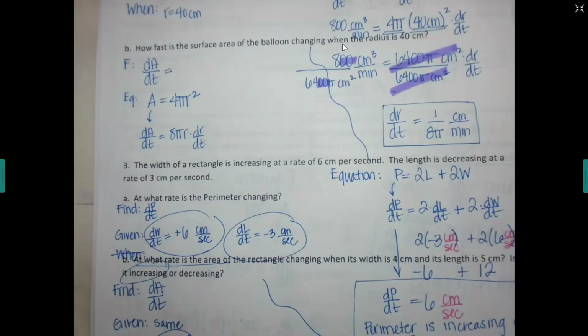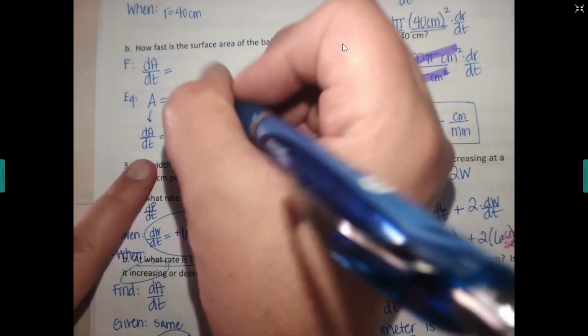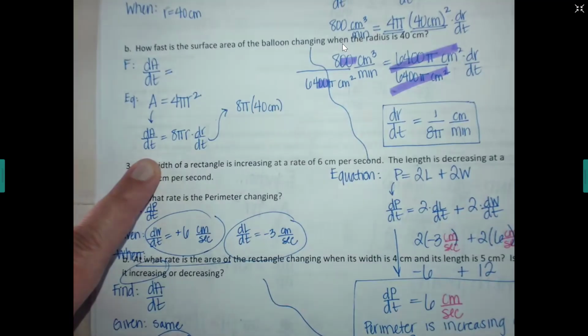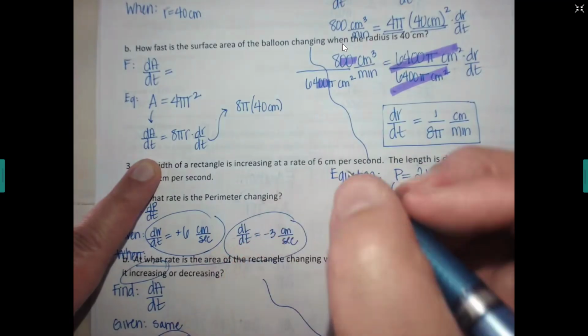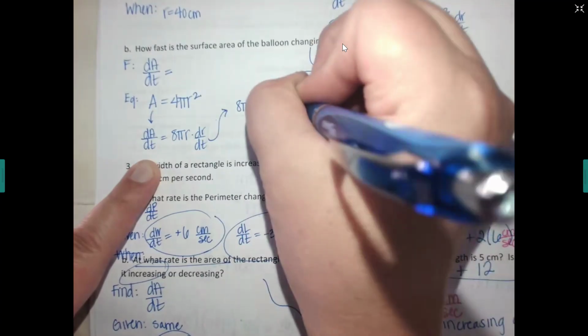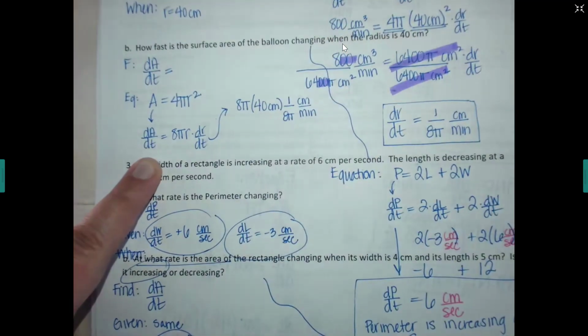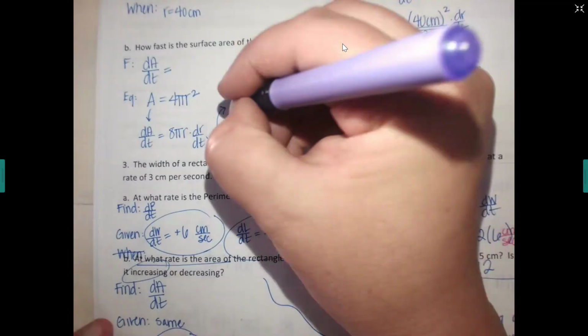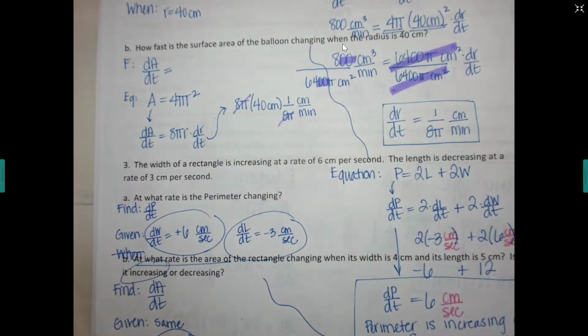Then from there, we're just plugging in what we already have. So I know that my radius is a 40. I'm going to go ahead and put the centimeters on here. And then my dr dt was a 1 over 8 pi. And that was centimeters per minute. Now, what's going to happen if I have a times 8 pi and a divide 8 pi? Cross those out. So my number is just going to end up being a 40 here.